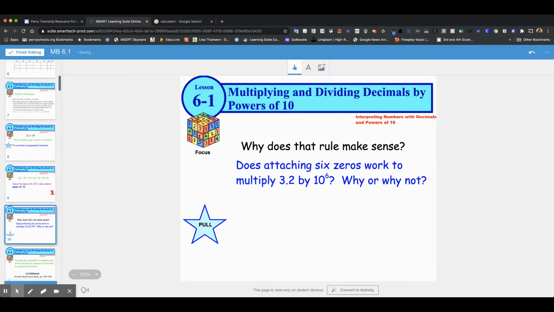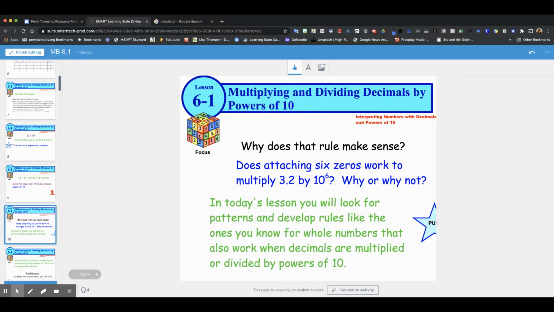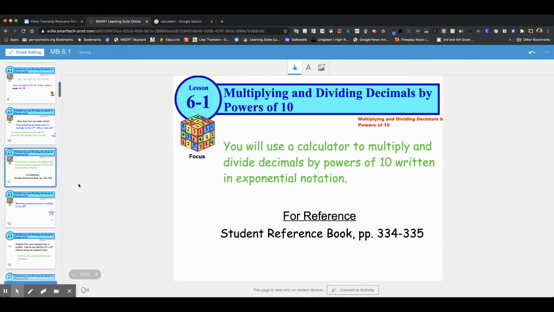So why does that rule make sense? Well, as I just showed you, attaching 6 zeros does not work for this. We're going to look for patterns, and we're going to develop rules like the ones that we know for whole numbers, but they're also going to work for decimals when they're multiplied or divided by powers of 10. As I said earlier, you're going to use a calculator to multiply and divide decimals by powers of 10 written in exponential notation. If you need reference, you can look at student reference book pages 334 to 335.